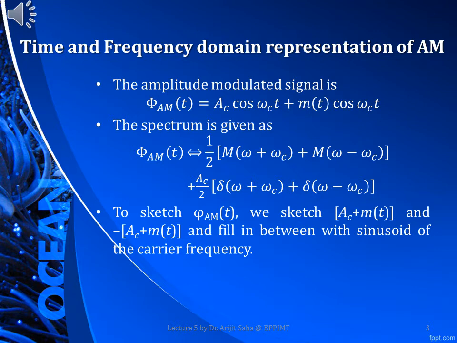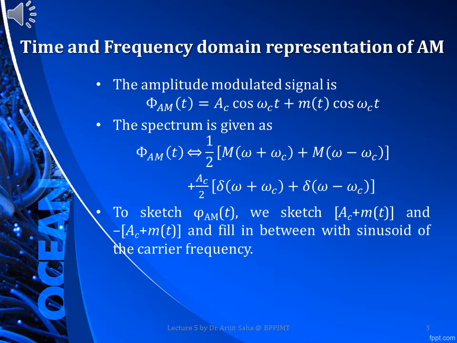In this slide, we want to discuss time and frequency domain representation of amplitude modulated waves. The amplitude modulated signal is shown here as phi_AM(t) = A_c cos(ω_c t) + m(t) cos(ω_c t). The spectrum, which is the Fourier transform of the amplitude modulated signal, is given as half M(ω+ω_c) + M(ω−ω_c) + (A_c/2)[δ(ω+ω_c) + δ(ω−ω_c)].